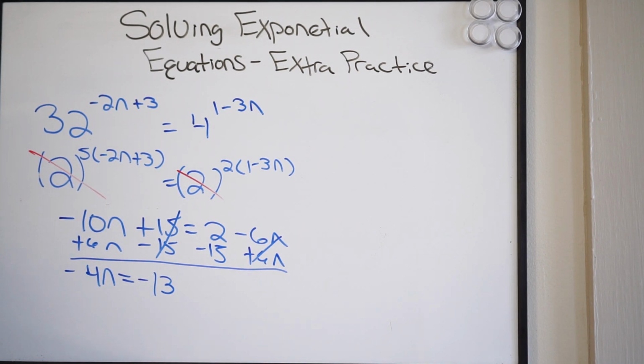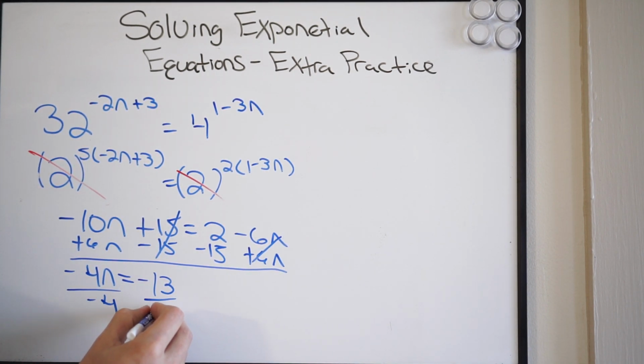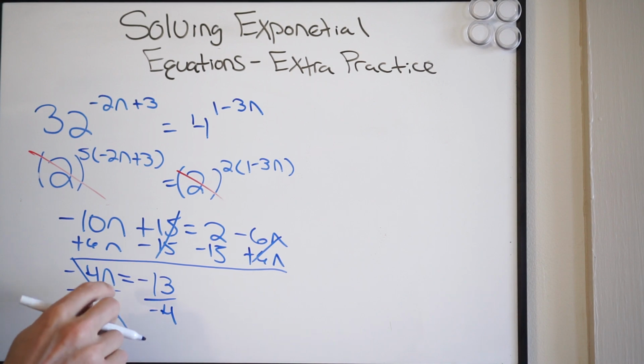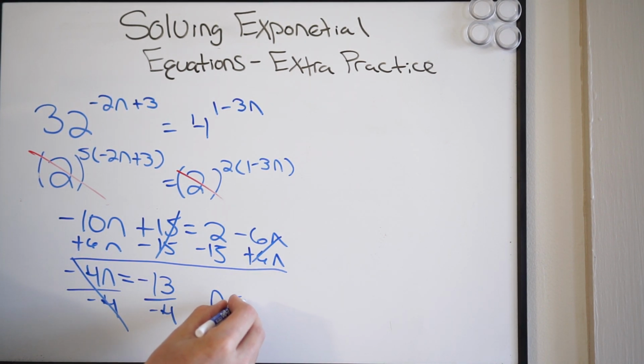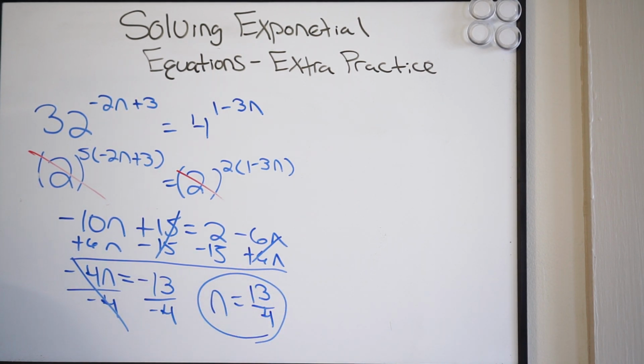Right? And now at this point, all you have to do is divide by negative 4. Two negatives, when we divide, make a positive, so our final answer here is n equals 13 over 4. Okay, and that is our final answer. Alright, let's try a few more here.